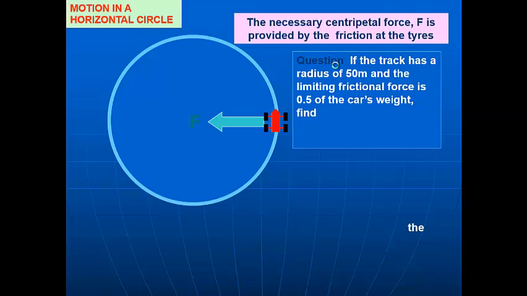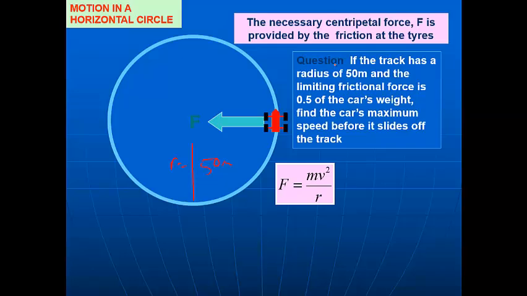But what we can talk about is this question here. This is a track. It has a radius of 50 meters, and the frictional force is half of the car's weight. What is the maximum speed that the car can have before it slides off the track?